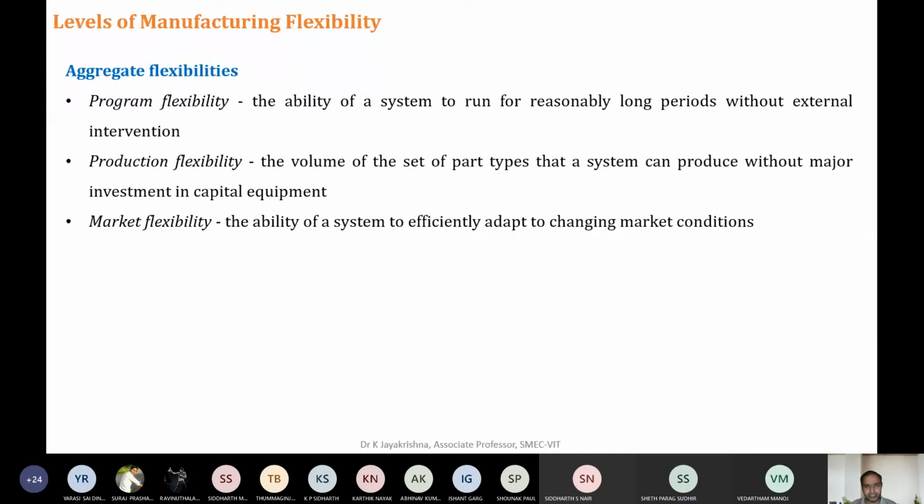Then production flexibility, this is again the same: the volume or quantity of parts, or the number of variants your company can handle with less investment, with less capital equipment. Then we call it production flexibility. Then market flexibility: depending upon the sales or changes in the market, or the nervousness in the market, or the changes in demand and supply, how you are going to adjust your production. That is called market flexibility.